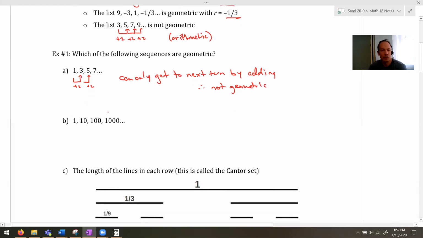Okay, this one though here, you can actually see that going from 1 to 10 to 100 to 1,000, every time we're multiplying by 10. You're not adding a number every time. You're multiplying by 10 constantly, so therefore it's geometric.